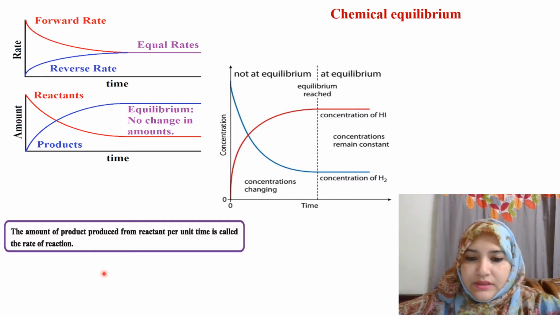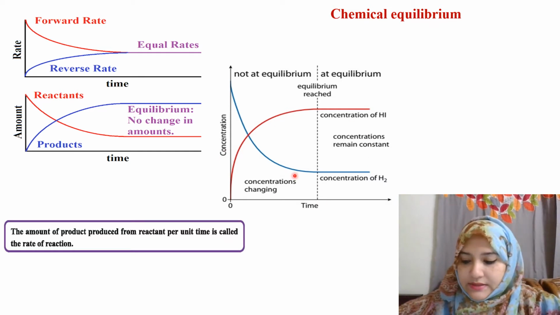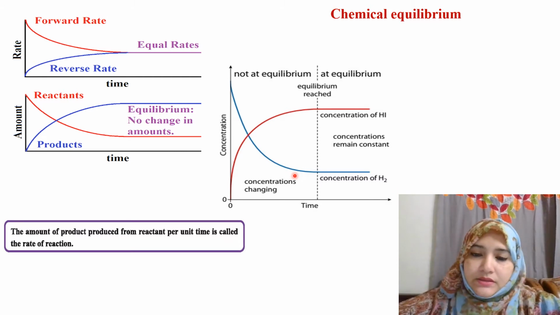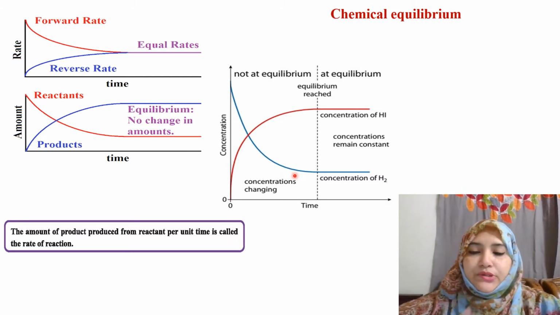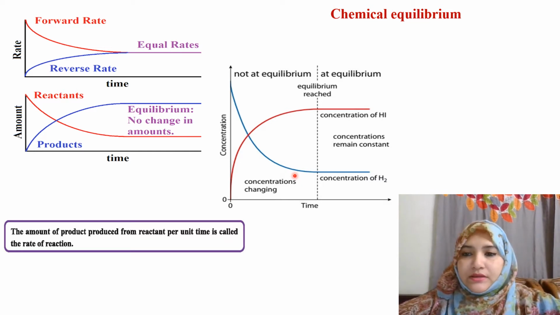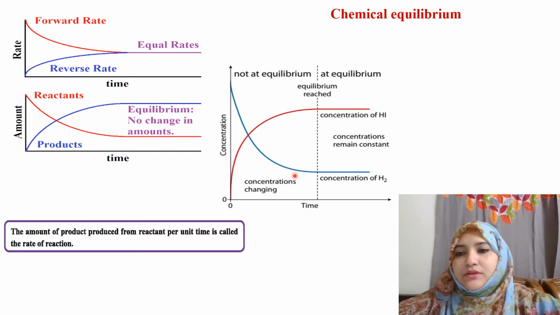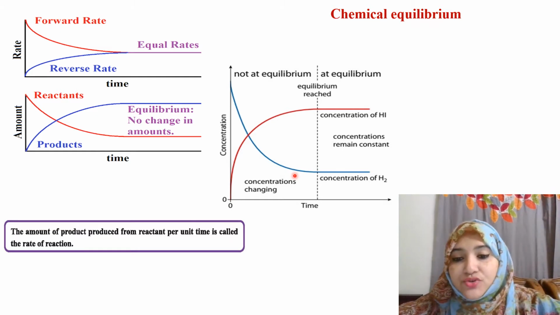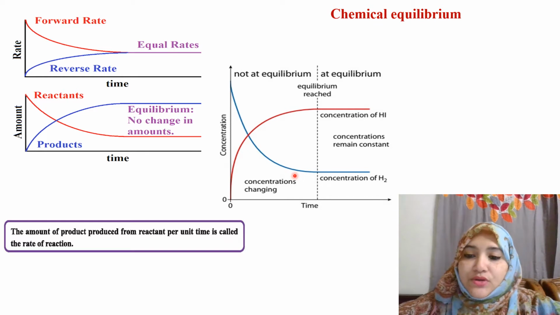I think the definition is clear to you. Look at this graph. Here we explain chemical equilibrium using an example. This example at equilibrium is the reaction of hydrogen and iodine in a closed container.